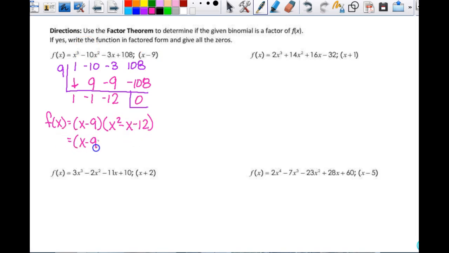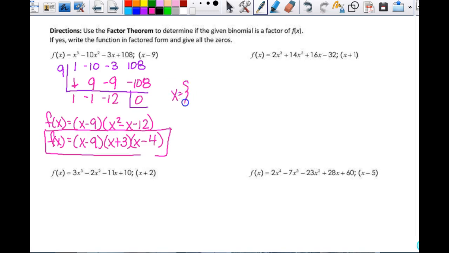It's x minus 9. A is 1. That's nice. This is negative, so the signs are opposite. So that would be 3 and 4, 3 being positive, 4 being negative. This is my fully factored form. Then I also have to find my zeros, and that would be negative 3, 4, and 9. There's 2 parts to that answer.